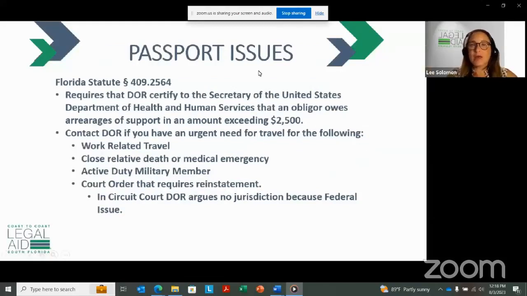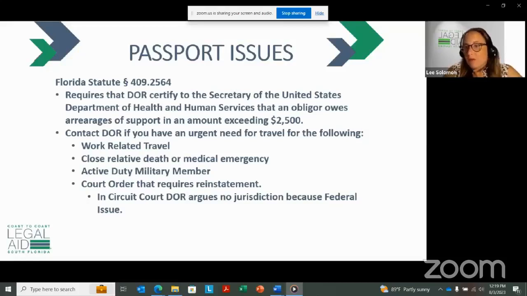Another common issue people have are passport issues. So people a lot of times wonder how the department has the authority to suspend their passport access. Well, it's Florida statute section 409.2564. It requires the Department of Revenue to certify to the Secretary of the United States Department of Health and Human Services if an obligor owes an arrearage of support in an amount exceeding $2,500. So that's the magic number with passports. If you owe $2,500 or more, chances are your passport's going to be affected.